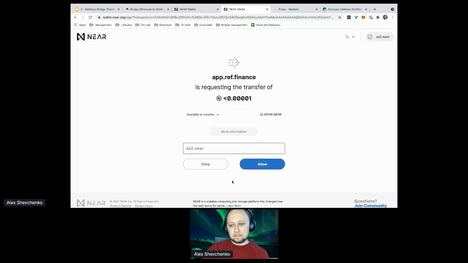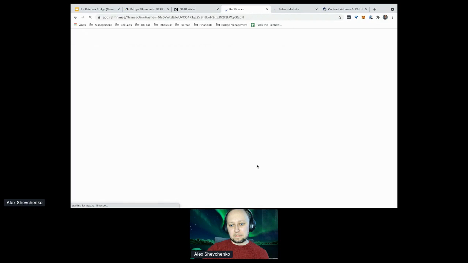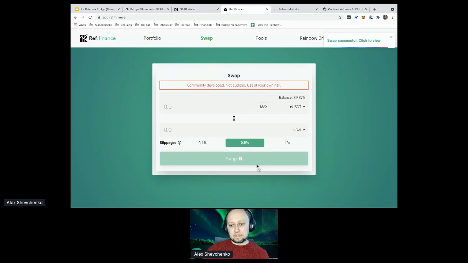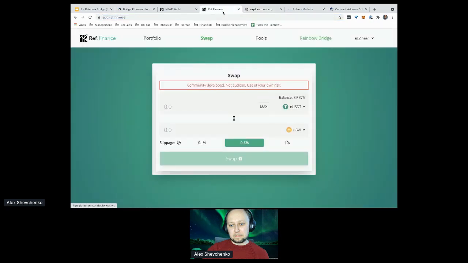As you can see, again, there is a redirection to the Near wallet. There is some information about the transaction, allowing this transaction, and again, enjoying the speed of the Near blockchain. Just in a matter of seconds, the transaction is completed, and as you can see, the swap was successful. Actually, I'm able to see what was happening there. And this link, okay, something is not working with Explorer. Yeah, unfortunately, but well, it literally doesn't matter. I see that the balance of the USDT went down, and the balance of the DAI that I was having there went up.